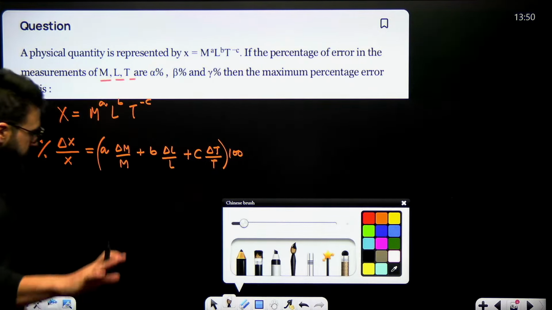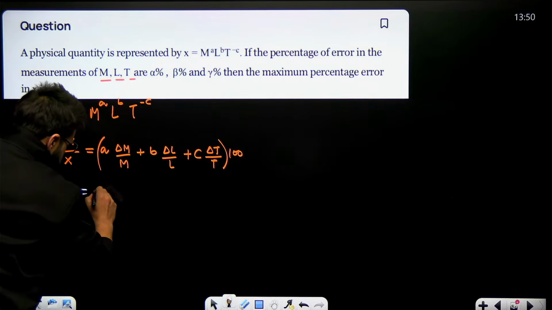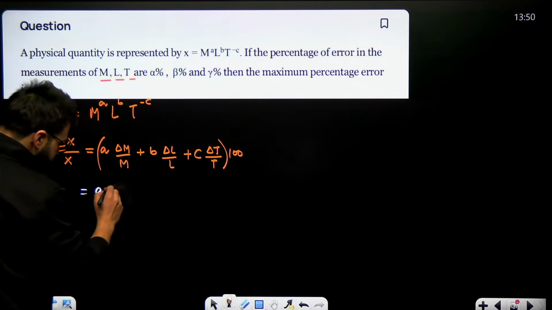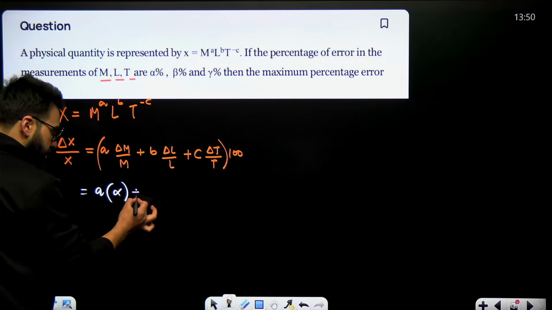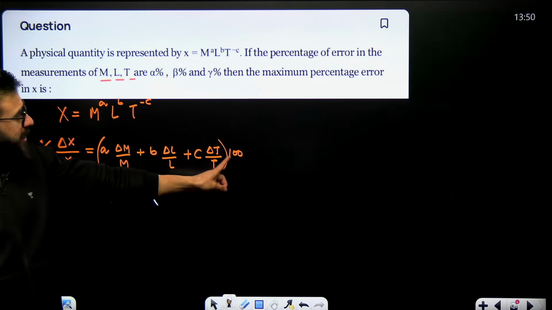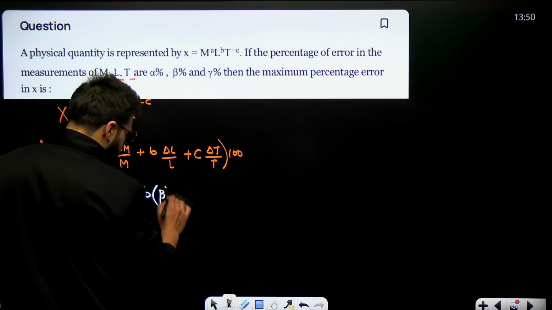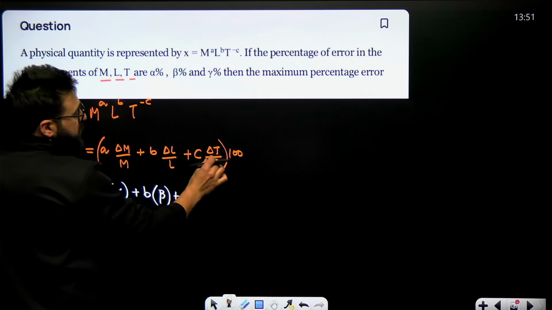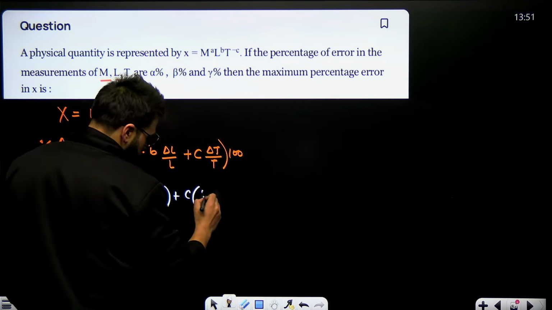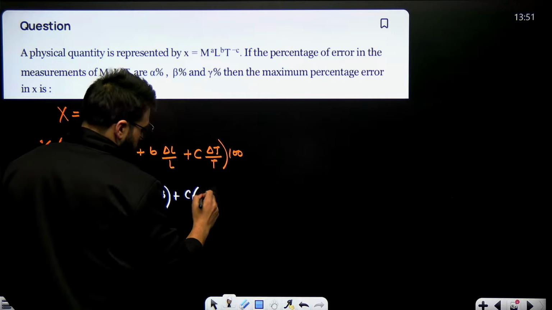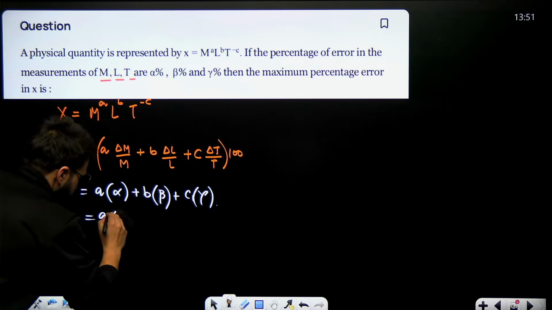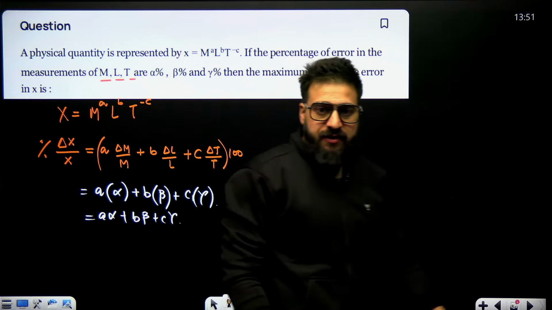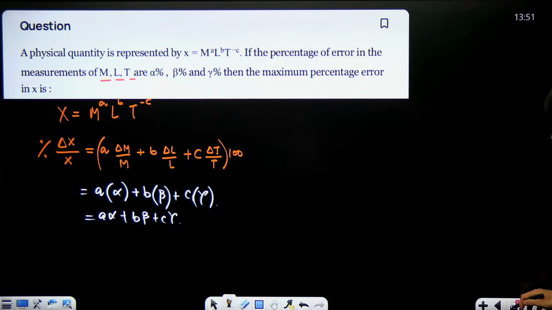Now guys, tell me one thing. Can I say in this particular case, delta M by M into 100 is given as alpha percent, so instead of this I'll write alpha. Plus B, delta L by L into 100 is given as beta percent, so I'll write beta, the percentage error in L. Then C. In the case of T, the percentage error is gamma percent, so it will be gamma over here. So this will be A alpha plus B beta plus C gamma. This will be the percentage error in X.